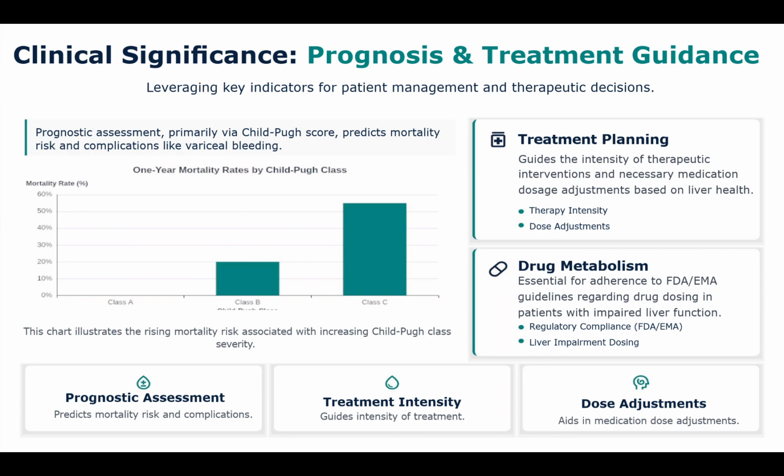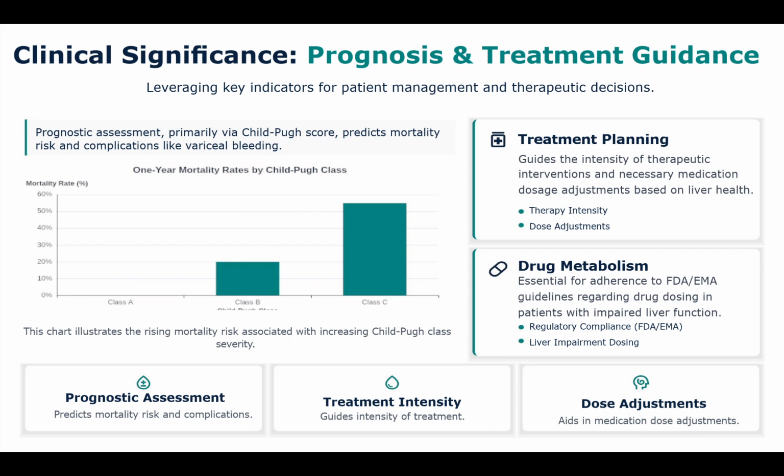The Child-Pugh score carries immense clinical importance across various aspects of patient care. In terms of prognostic assessment, it's a powerful tool for predicting patients' mortality risk and the likelihood of developing severe complications such as life-threatening variceal bleeding. For instance, studies have shown a stark difference in one-year mortality rates, typically 0% for Class A, 20% for Class B, and a sobering 55% for Class C.